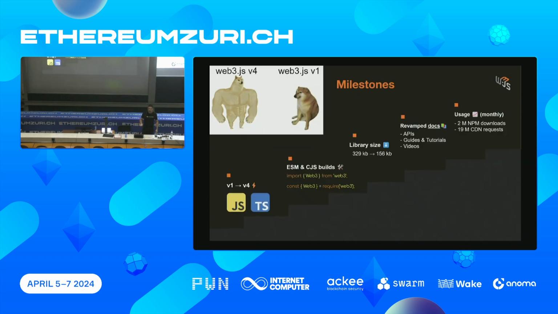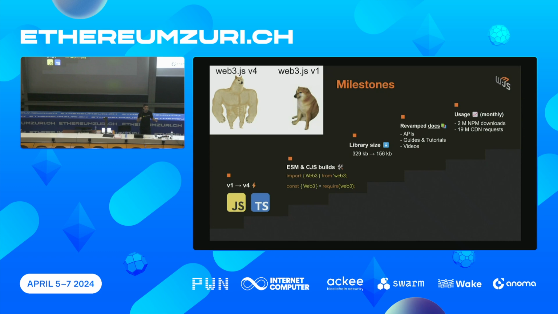Some of the milestones that we have at ChainSafe with Web3.js in these 3-4 years, the main one is that we rewrote and refactored the whole library from JavaScript to TypeScript, because it was written in JavaScript. Now Web3.js is compatible with ECMAScript and CommonJS modules. We reduced the library size from 329 kilobytes to 156.